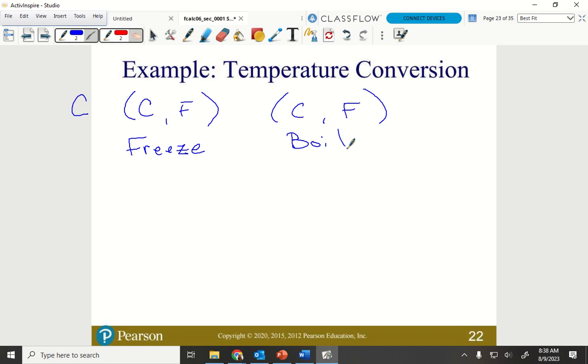And if you've ever taken chemistry or physics, water boiling is dependent on what? No, there's one other thing. Because water boils at different temperatures depending on the what? The amount? No.